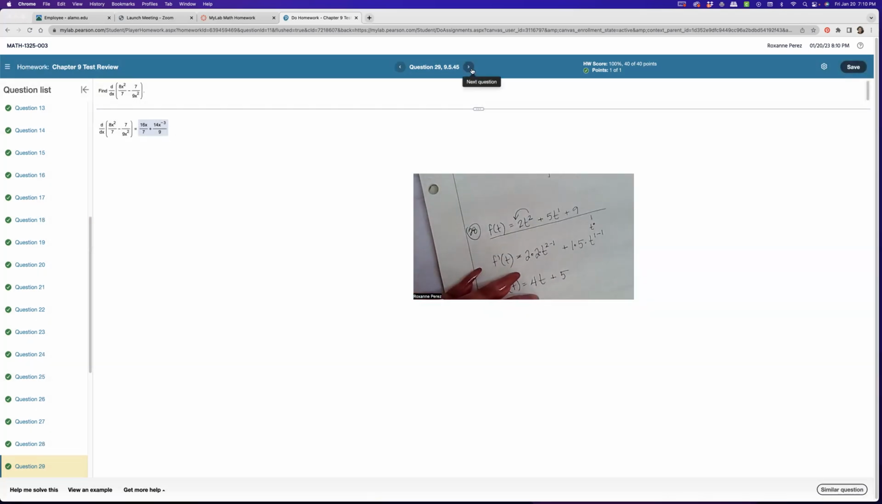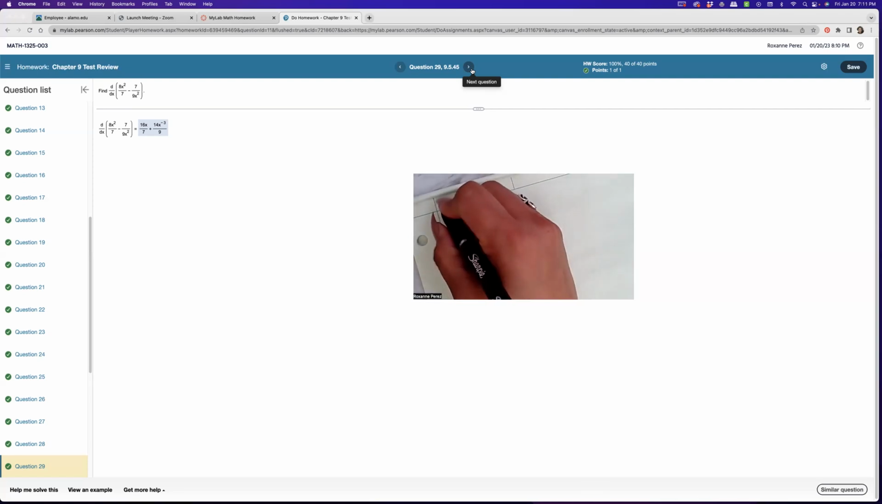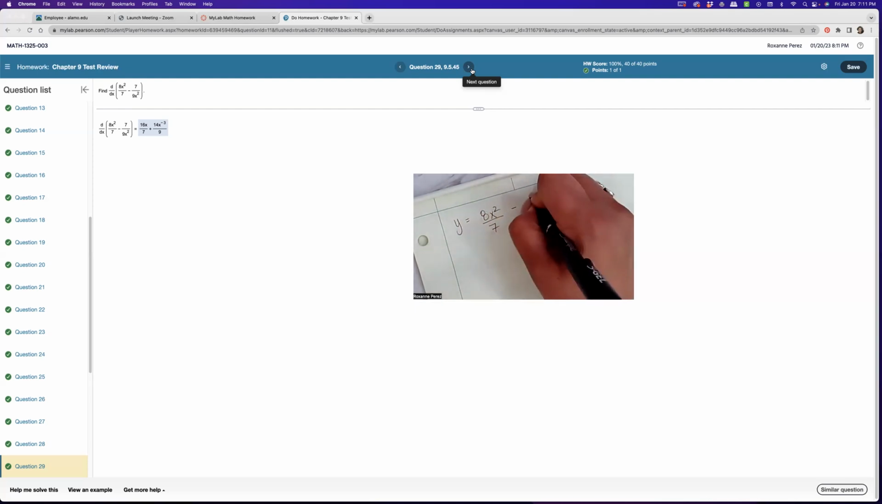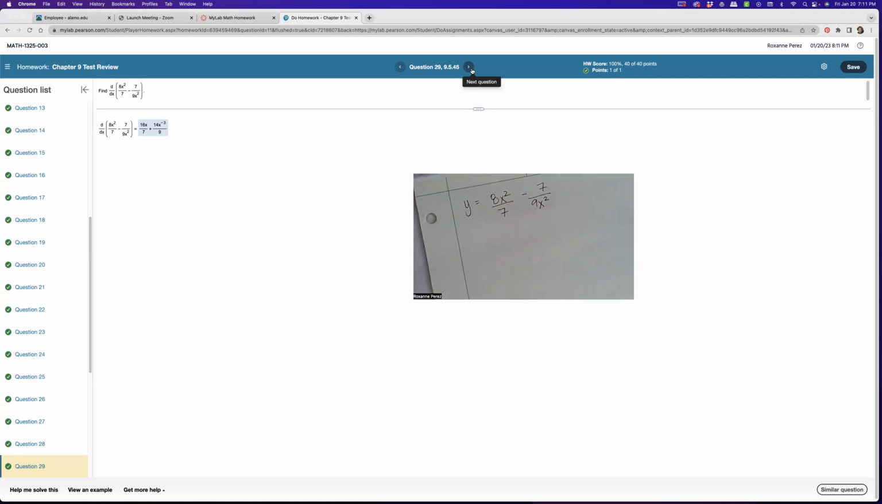29. Oh, 29 gets exciting. So let's start with our, again, funky notation. Find d over dx of the function is just telling you find the derivative of the function given within those parentheses. Okay, so let's just call it y. y equals 8x squared over 7 minus 7 over 9x squared.